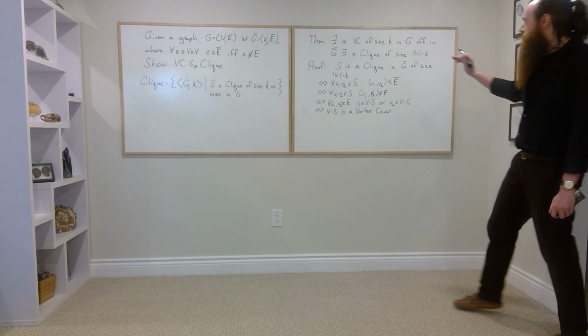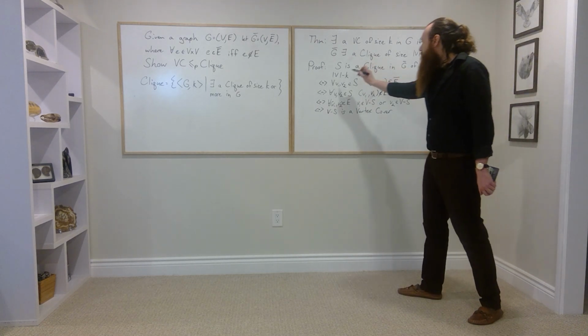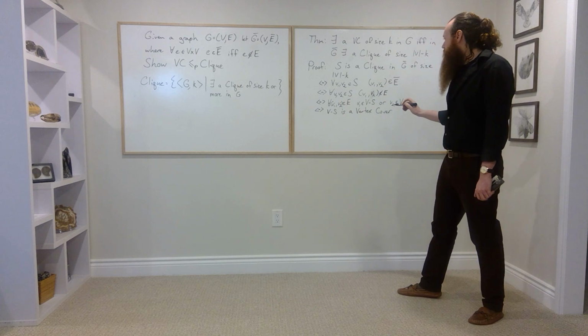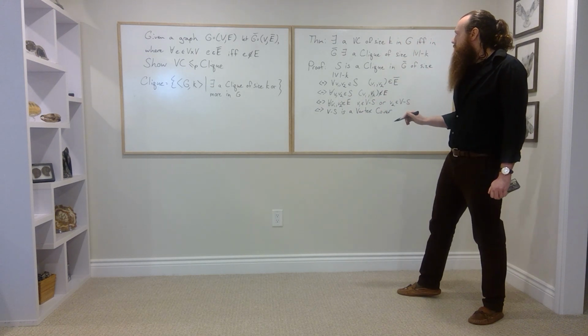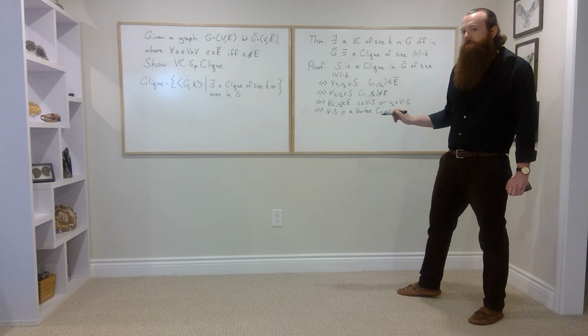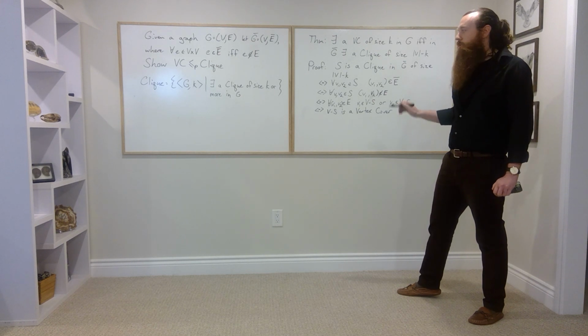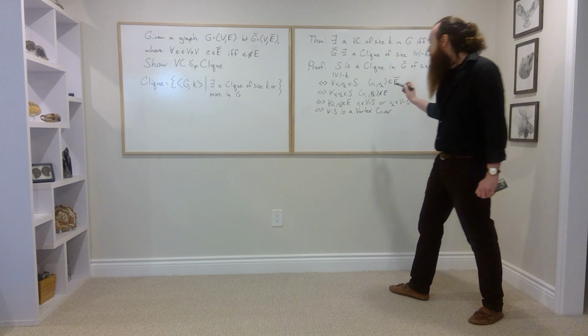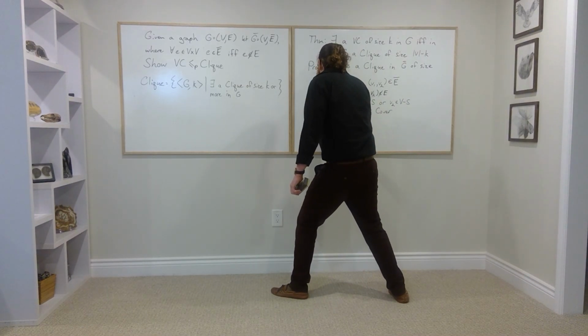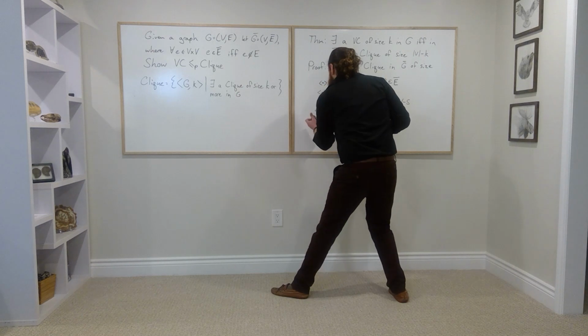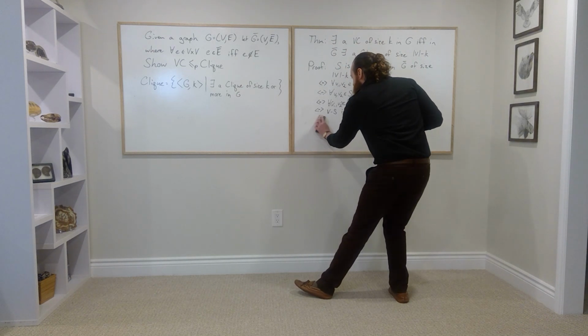So I know if there's a clique of size magnitude V minus K, there's a vertex cover in G, but I need to know that the size of that vertex cover is at most K. Well, what's the magnitude of this? Well, this is, again, what in the world happened there? Okay, good.